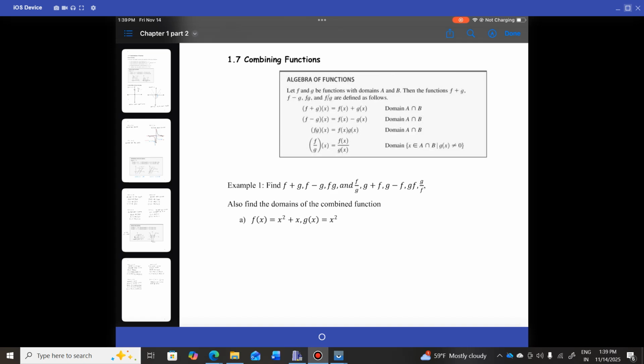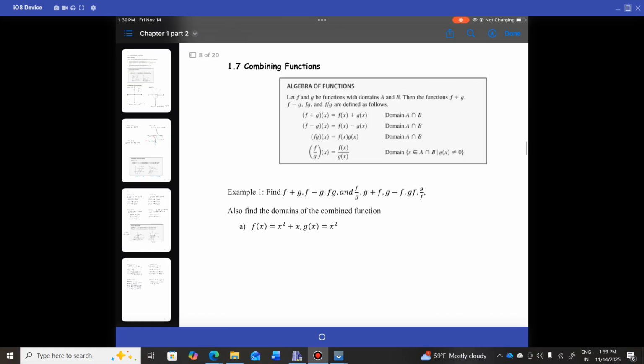Hi, this is Math 1350, and we're going to be looking at section 1.7, which is going to be on combining functions. The first part of this is really showing how you can add, subtract, multiply, or divide functions, but also how the domain is handled, especially when you're dividing functions.